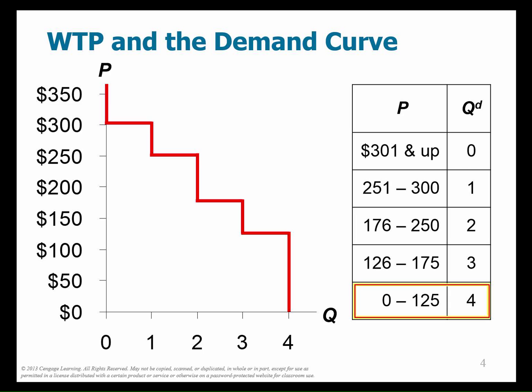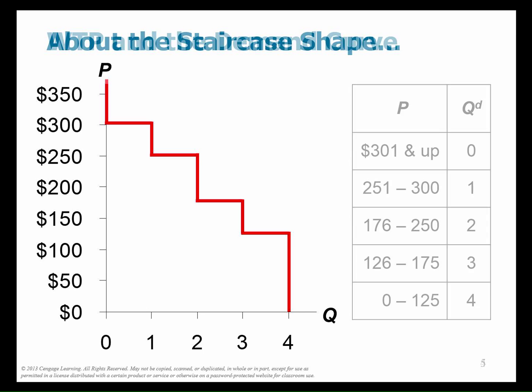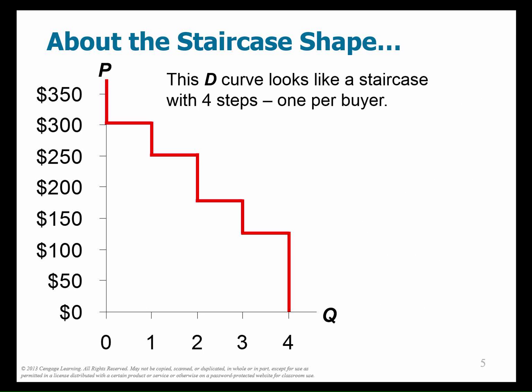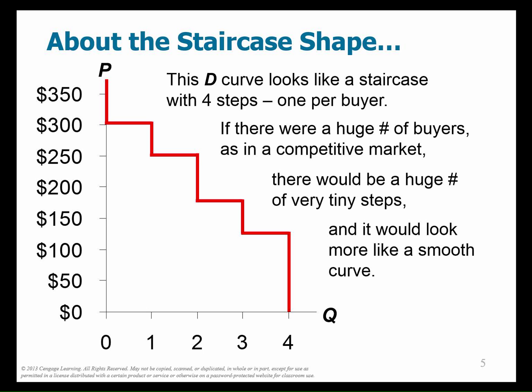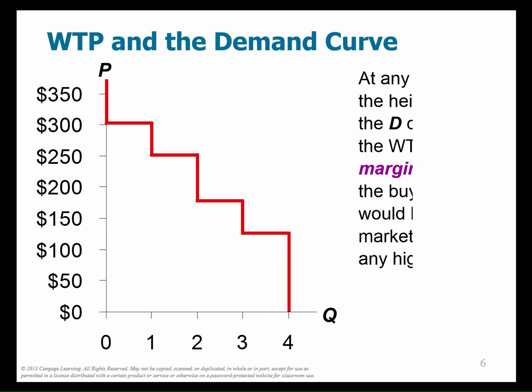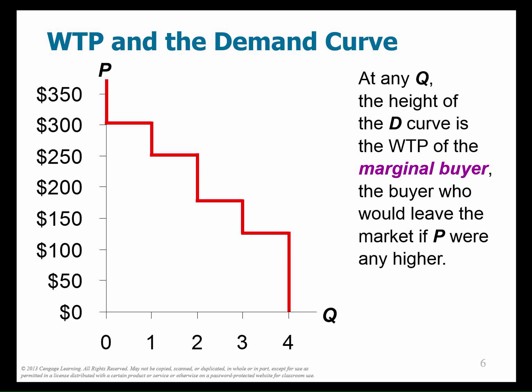So you see, I've traced out the very beginnings of a demand curve. Now, it looks like a staircase because there are only 4 buyers, so there are 4 steps. But remember, in a competitive market, we like to think about an infinite number of buyers and sellers. There would be a bunch of little tiny steps, and it would end up looking like a smooth curve. So this is really interesting.